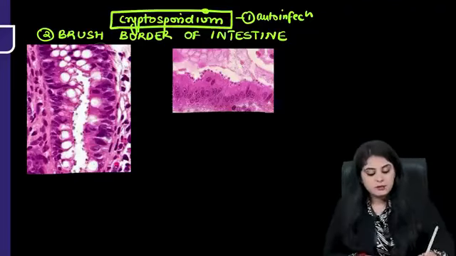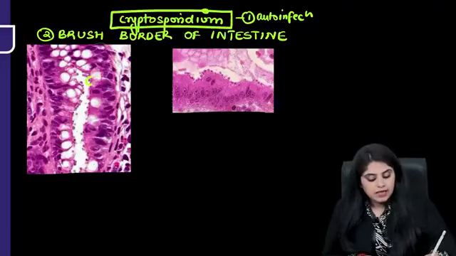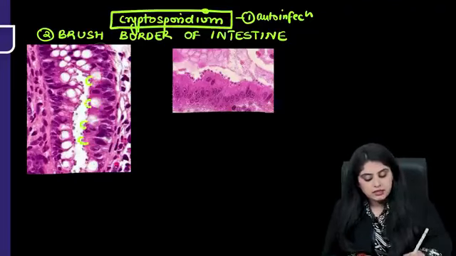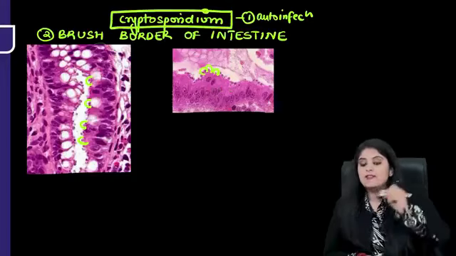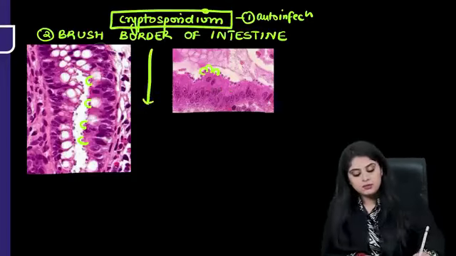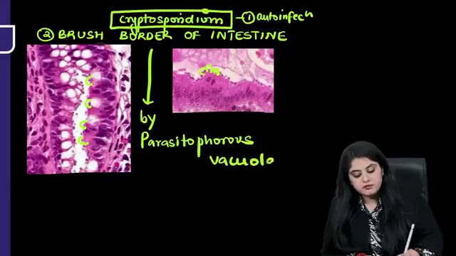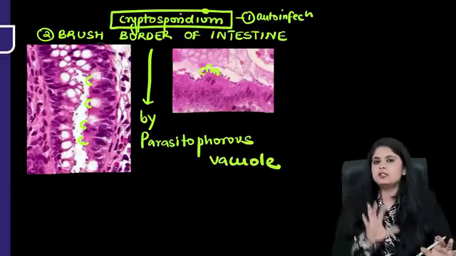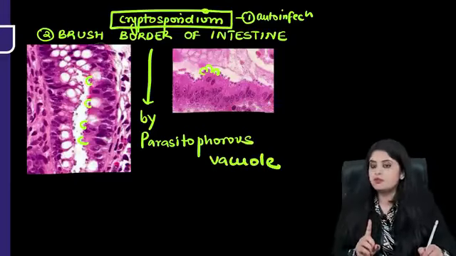So, it decided that I'm not going to go inside the cell. No. I am going to make a tunnel and hide over here, along the brush border. I will not go inside the cell at all. I will hide in a tunnel. What is that tunnel that it has formed? A tunnel known as parasitophorous vacuole. So this cryptosporidium has made a full cryptocurrency. Crypto means hidden. So first remember, this is the one that is hiding in a vacuole called parasitophorous vacuole.